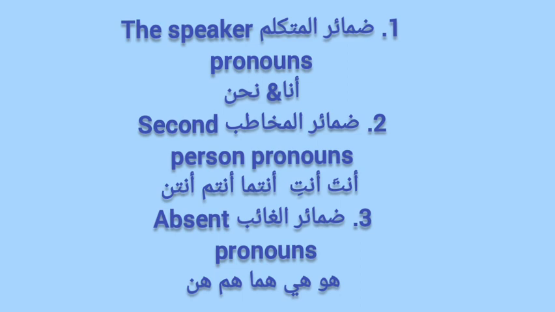So, we said there are three types of pronouns. The speaker pronouns, ضمائر المتكلم, أنا and نحن. Second person pronouns, ضمائر المخاطب, أنت, أنتِ, أنتما, أنتم, أنتن. And the third type is absent pronouns, ضمائر الغائب, هو, هي, هما, هم, and هن.